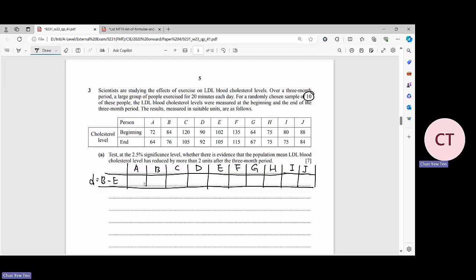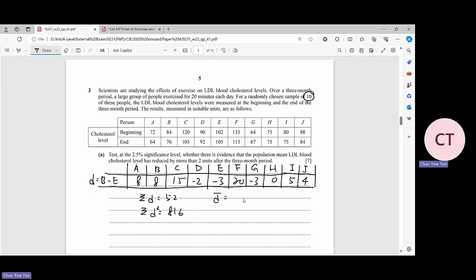Okay, so I take the first row value minus the second row value one by one. I have 8, 8, 15, -2, -3, 20, -3, 0, 5, and then 4. Okay. So now we need to find the sum of D and the sum of D square. The sum of D is 52. To save time, I calculated earlier. Sum of D square is 816.